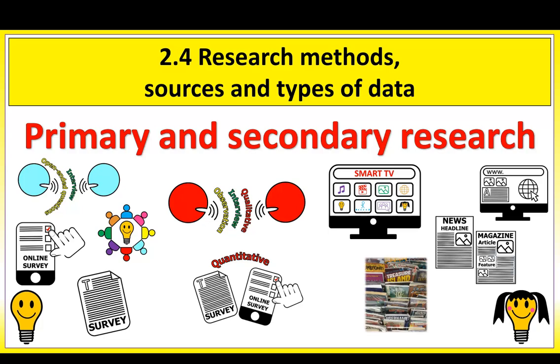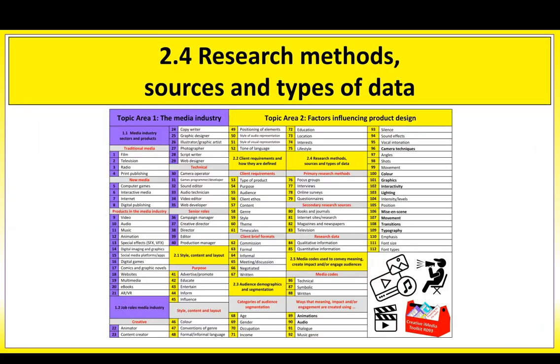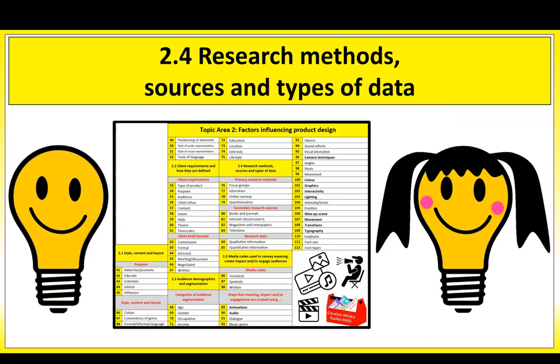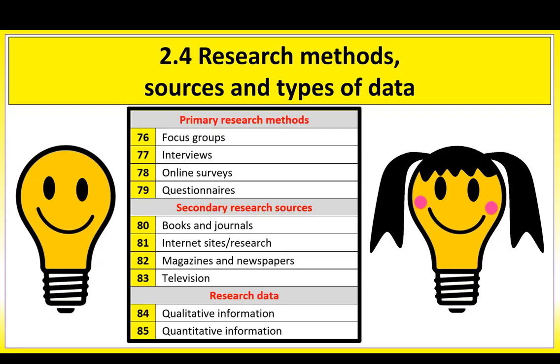Welcome to our latest video in the iMedia revision collection, and today we're looking at primary and secondary research. As per always, we're going to look at the knowledge organiser first. We're in topic area number 2, specifically looking at section 2.4. We're going to go through primary, secondary and research data, and that covers words 76 to 85.